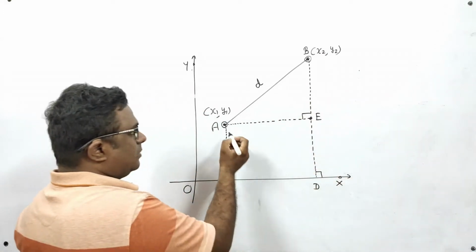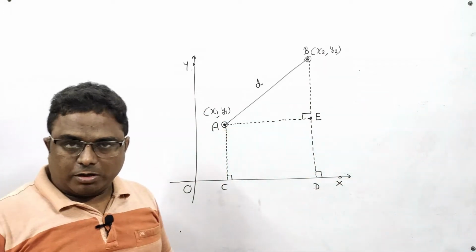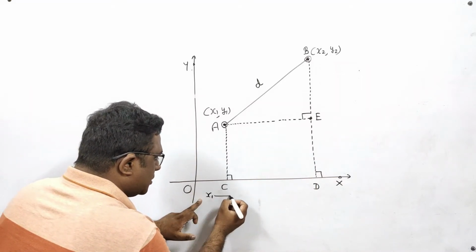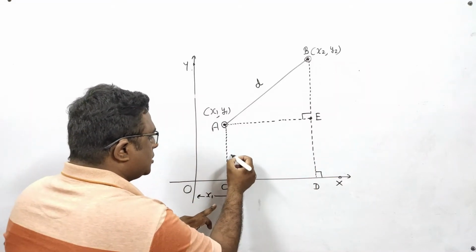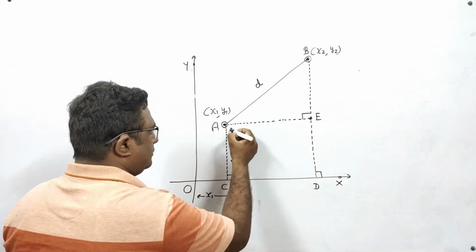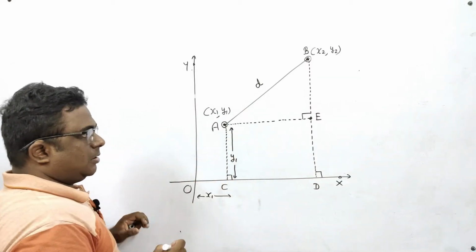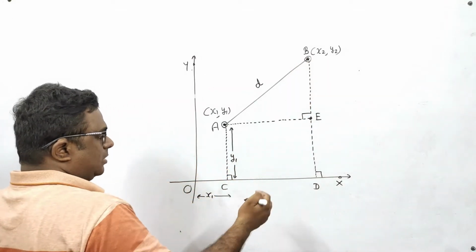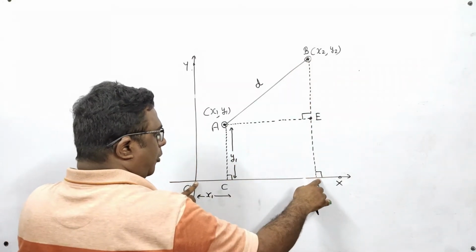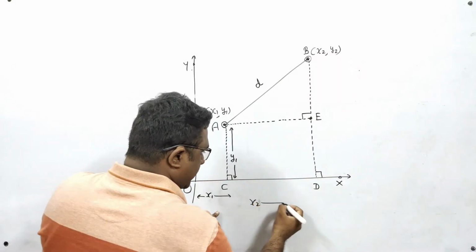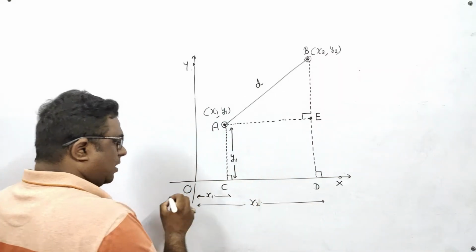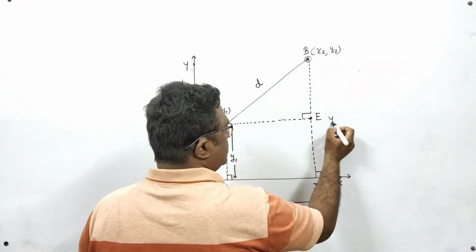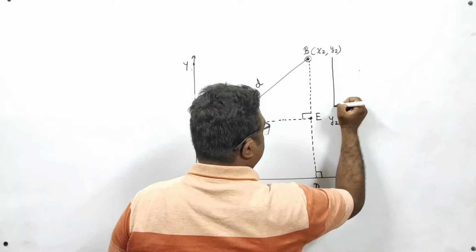In the same way, the coordinates of this point are x1, y1. Then what is the meaning of this? It means that this distance is x1 and this distance is y1. In the same way, the coordinates of this point are x2, y2. So what is the meaning of this? That from the origin till point D, the distance must be x2, and from D to B, the distance must be y2.